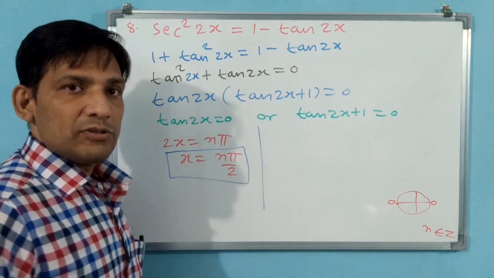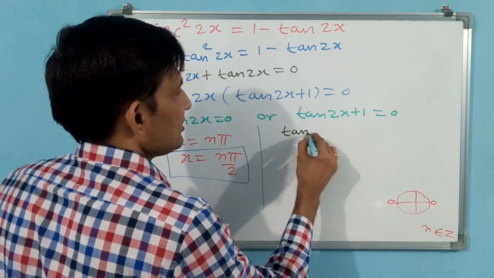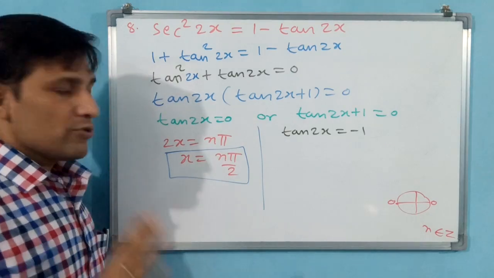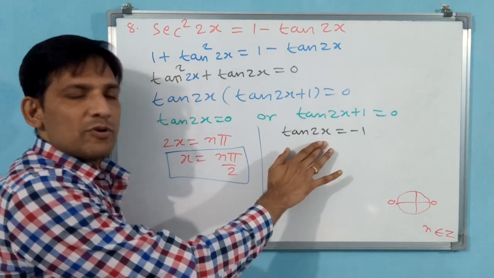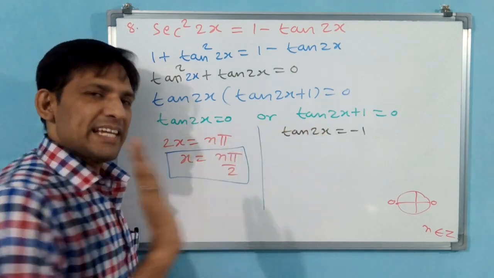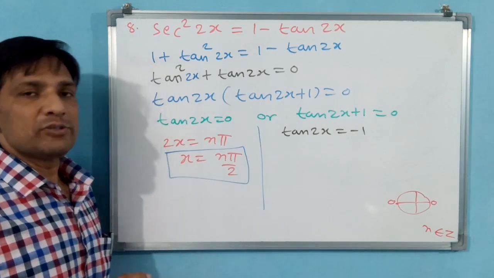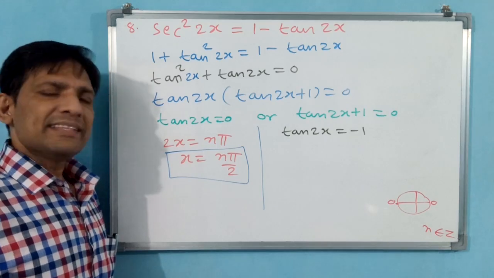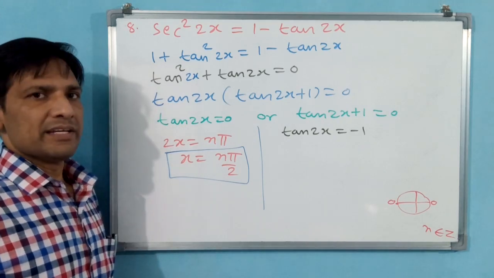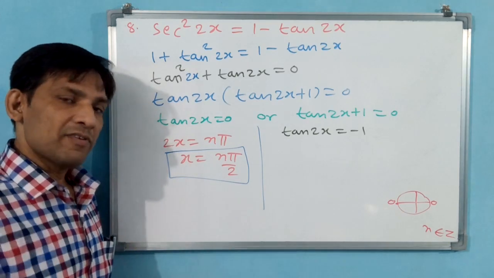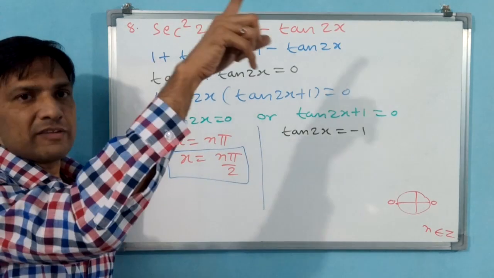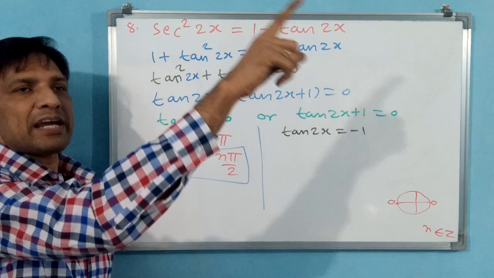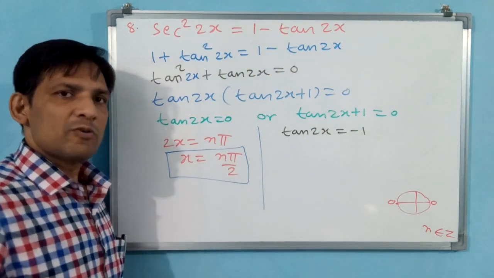Tan 2x plus 1 is equal to 0 means tan 2x is equal to minus 1. Now you tell me, in tan, forget about 2x. We can take 2x as theta, tan theta. Tan theta is equal to minus 1. First of all, let me tell you, tan theta 1 is there. Tan 45 is 1, cot 45 is also 1. Why? Because sin 45 is 1 by root 2, cos 45 is 1 by root 2, tan is equal to sin by cos, 1 will come.